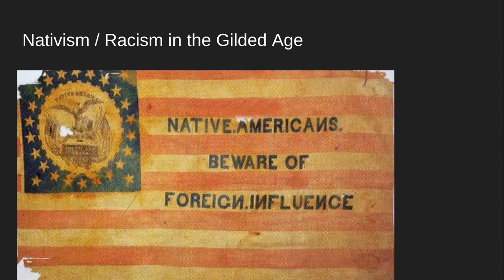This is a flag from the 1840s, from the Know Nothing Party, where it warns Native Americans, not what we call Native Americans, but what they called themselves at the time, to beware of foreign influence. This is a rallying cry early on in the U.S., even before the Civil War, to keep immigrants out of America, to keep the status quo population in control of the country, and to exclude groups from other countries, other races, other religions, and different backgrounds.